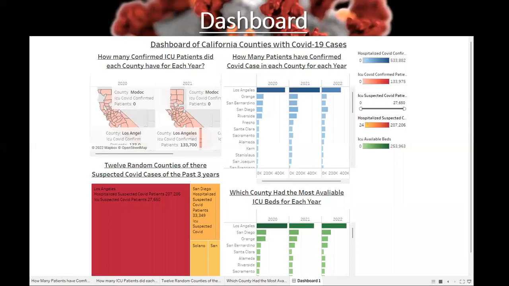Here, I want to showcase the dashboard of all my visualizations I've done. The information we see in the dashboard gives us a summary of what I talked about, and it shows how COVID has been doing in the past 3 years in the counties in California.